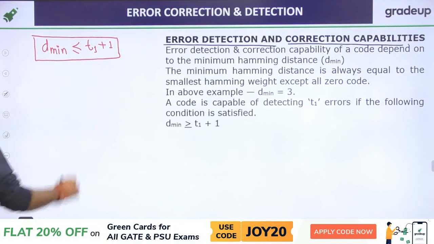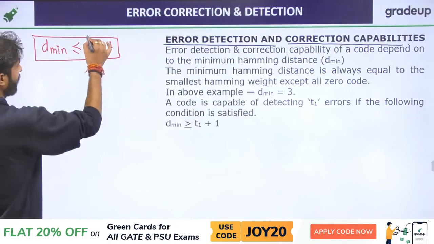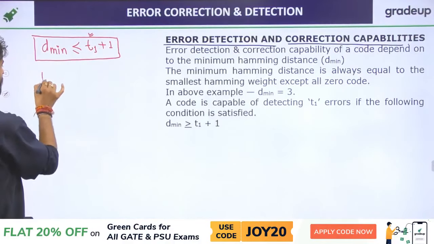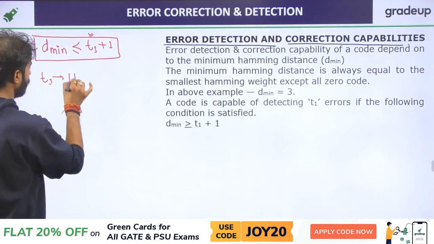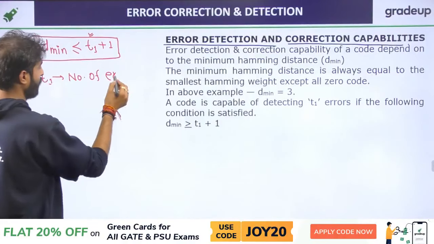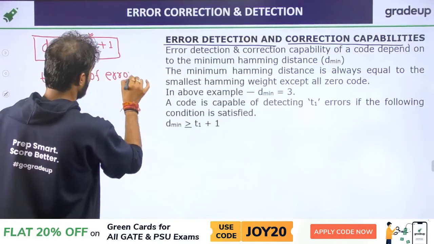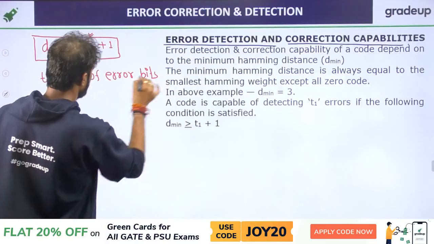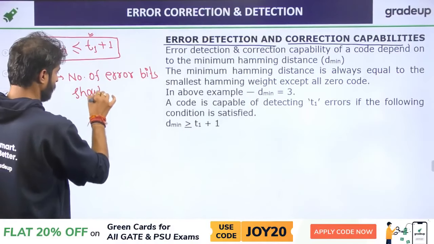Now, we know how to calculate D minimum. First remember one thing for T1. What is T1? T1 is the number of error bits, the number of error bits that should be detected.